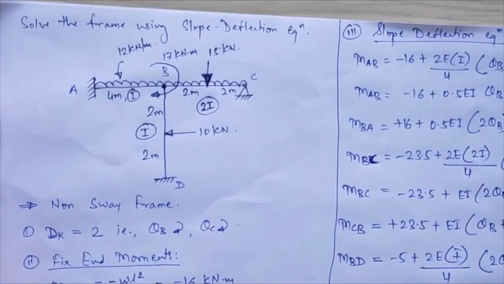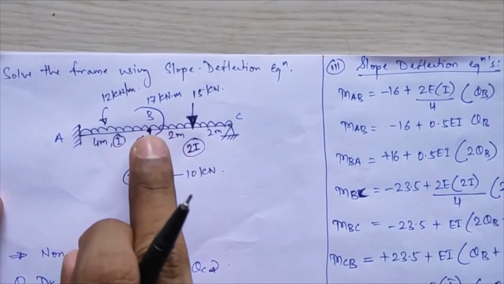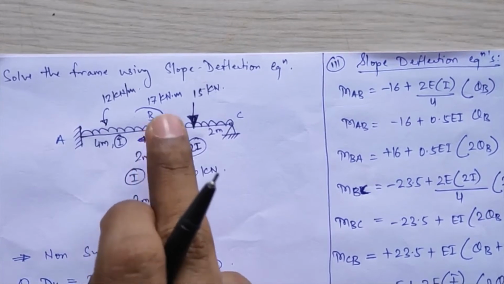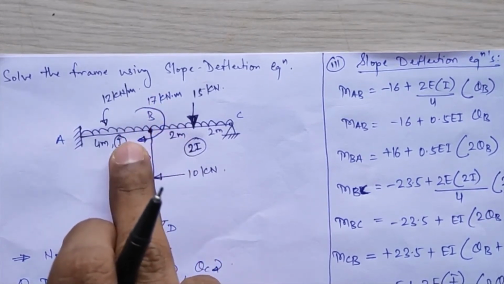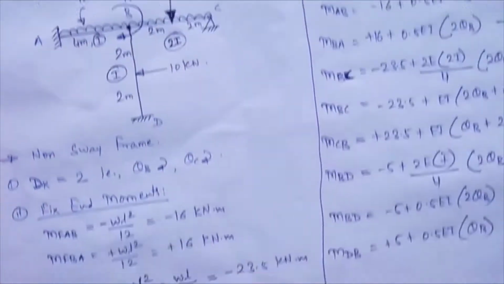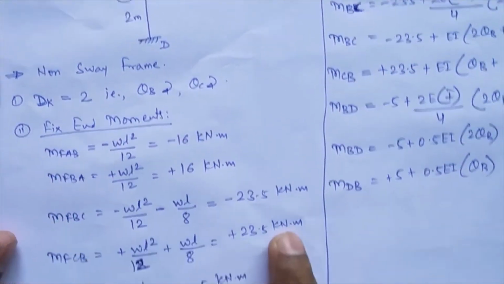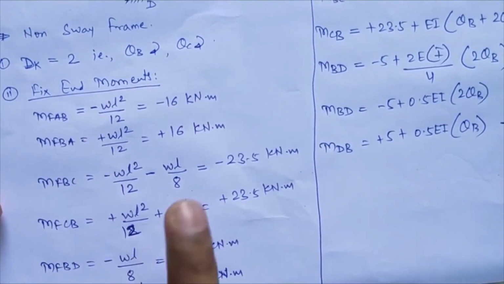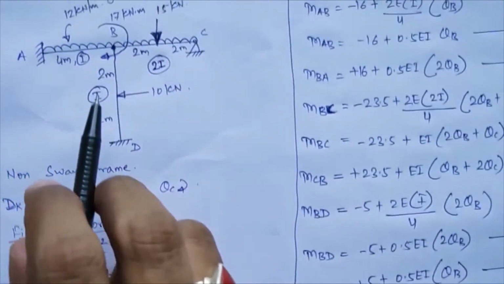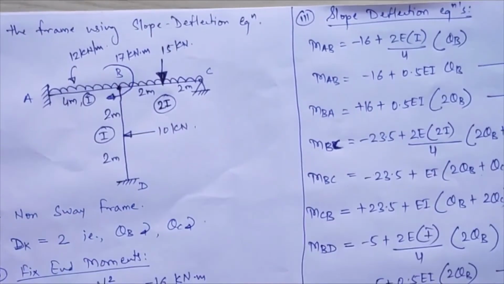See, in this complete numerical, one concentrated moment is given, that is 17 over there. But here that moment is given directly on the support, or directly on point B we can say. So that moment is not to be considered in the calculation of fixed end moments. Why? Because in fixed end moment we consider only span loading, but this loading is given at the joint. So joint loading is not considered in this fixed end moments calculation.